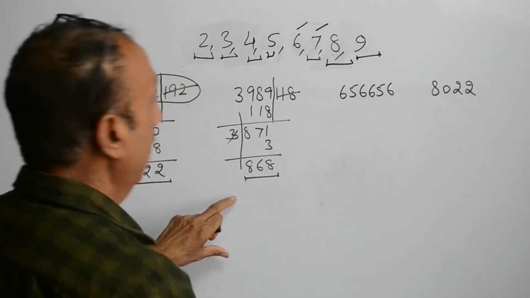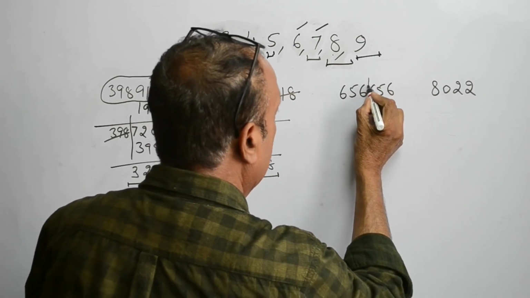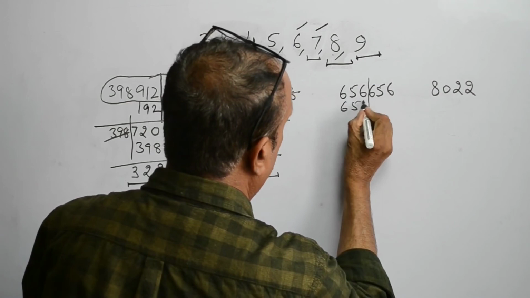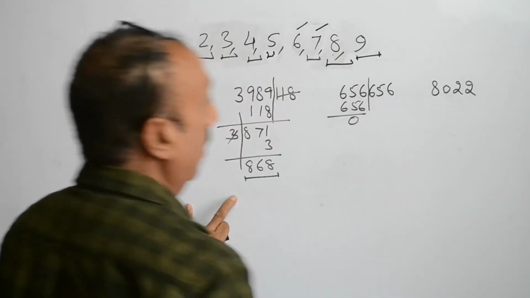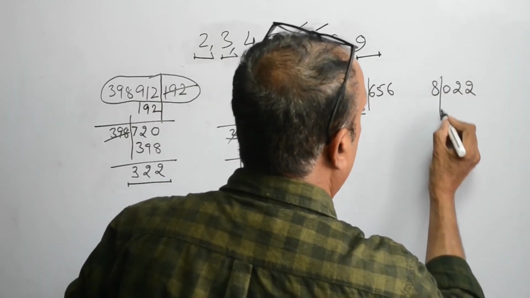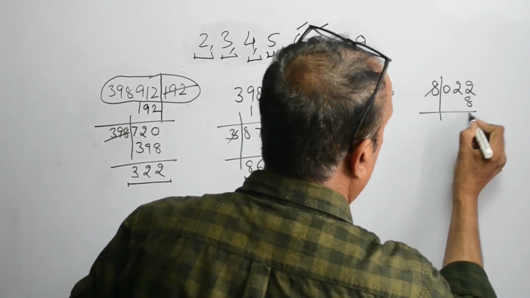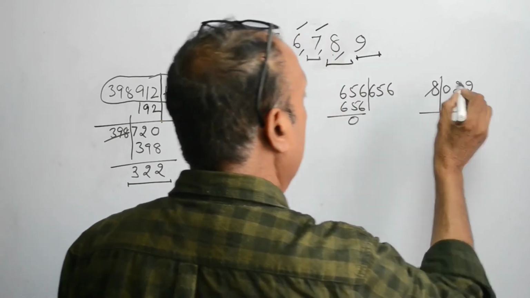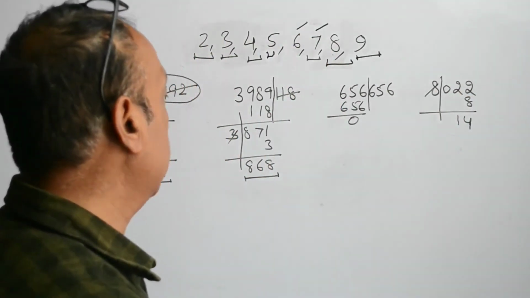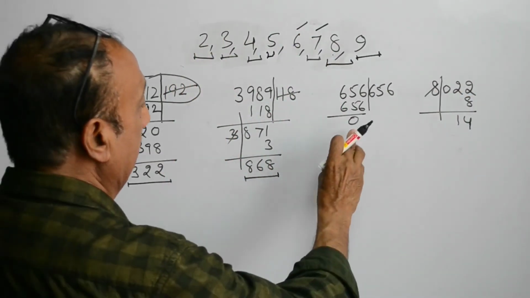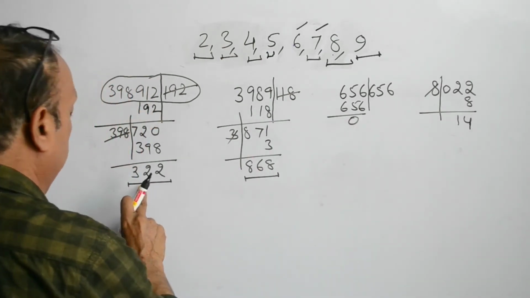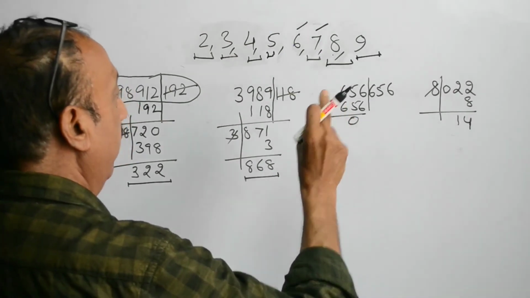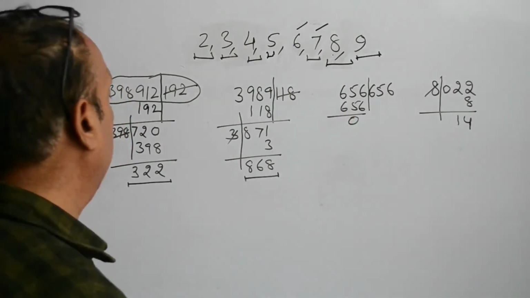Now here the first 3 digits are equal to last 3 digits, and when we subtract we get 0. Here when we subtract 8 from 22 we get 14. 14 is divisible by 7, so 8022 is also divisible by 7. The rule is, if in the end we get either a 0 or a number which is divisible by 7, then the original figure is also divisible by 7.